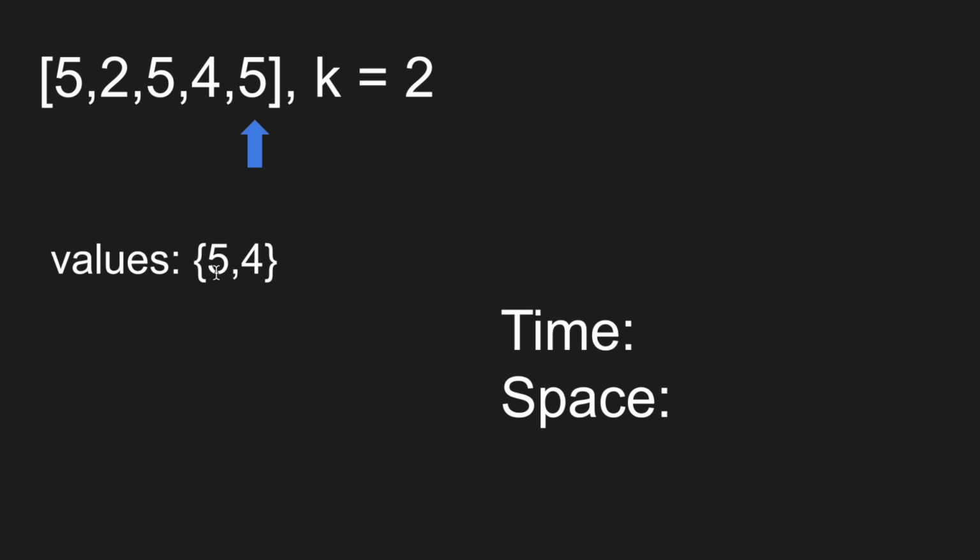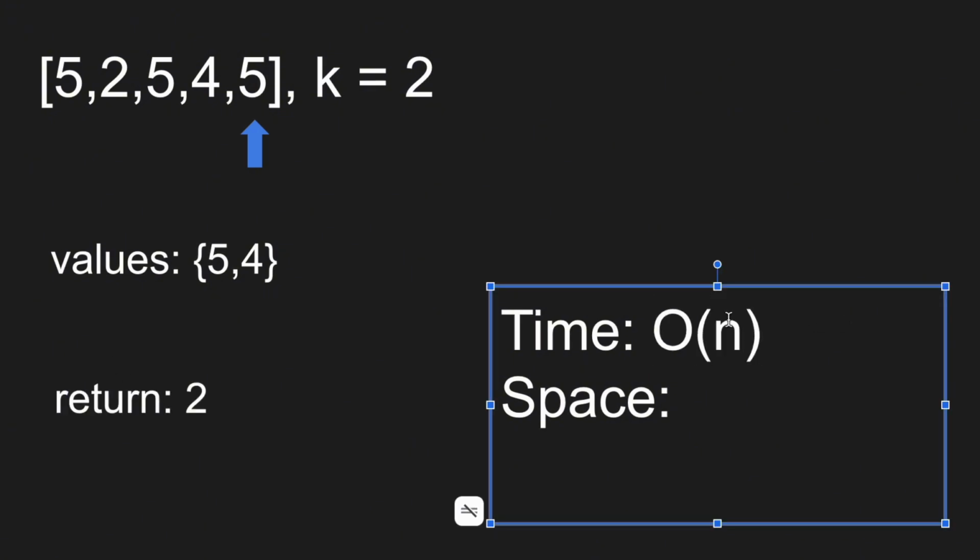And now we have come to the end of the array, so we can return the result, which is the length of values, which is 2. So we return 2 as our result. And the time complexity will be O of n, where n is the number of values in the array, because we need to iterate through the input array. And the space complexity will also be O of n, because the values set can take up to n space.